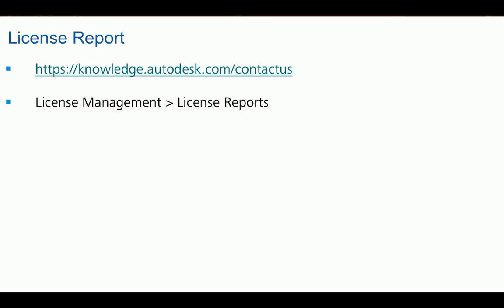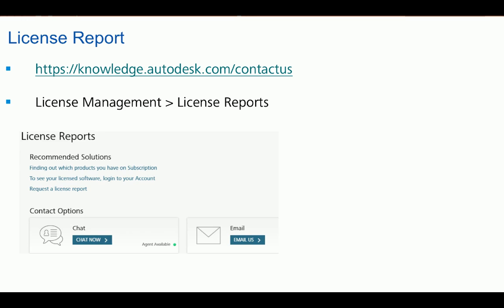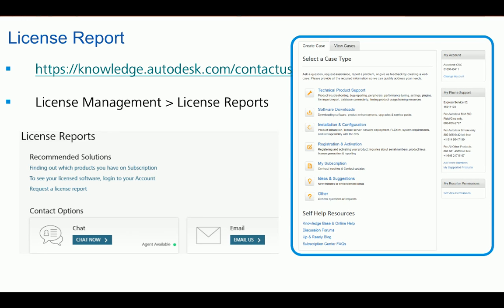If you wish to receive a report on all your company licenses, you can contact registration and activation directly by chat or by email. You can either go to knowledge.autodesk.com/contact us, select License Management, and then License Report, or you can create a support ticket in your account by selecting Registration and Activation.